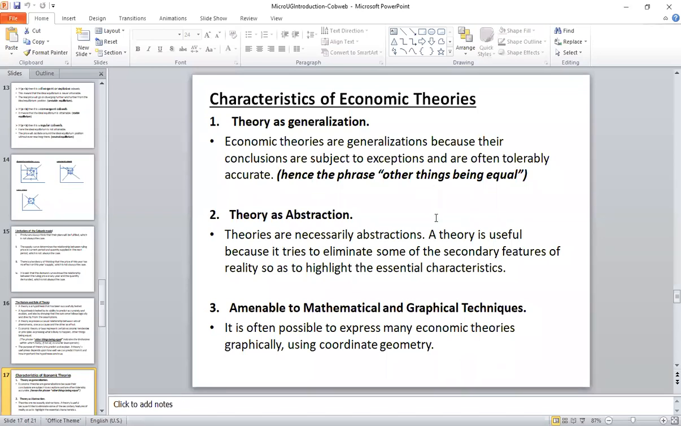Theory as abstraction. Theories are necessarily abstractions. A theory is useful because it tries to eliminate some secondary features of reality so as to highlight the essential characteristics. You cannot look at each and everything in the economy or in the world. You have to look at some important features. You can have an example of a map. A map is an abstraction. Likewise, theory is like that.